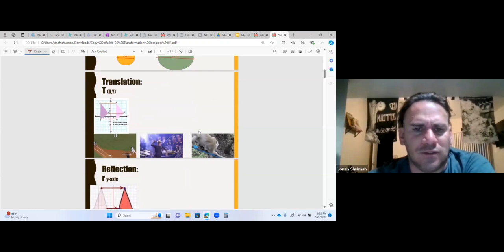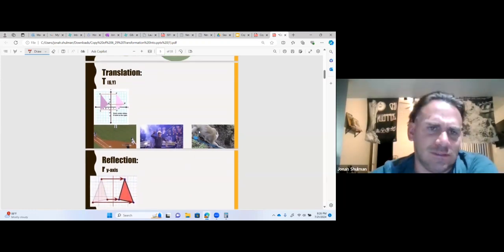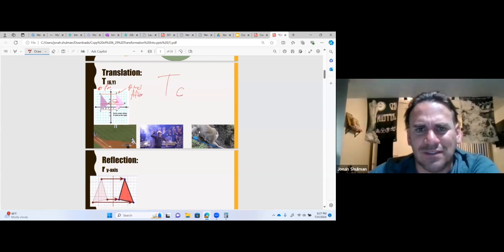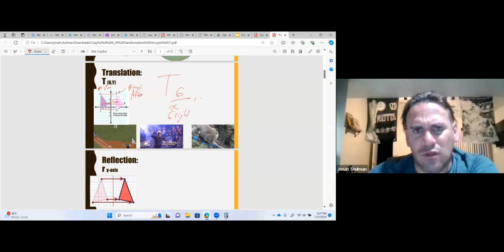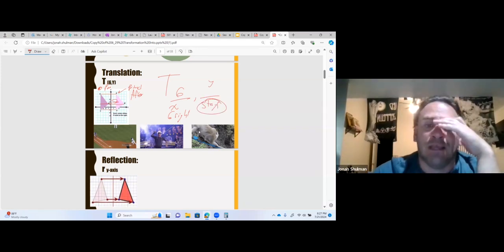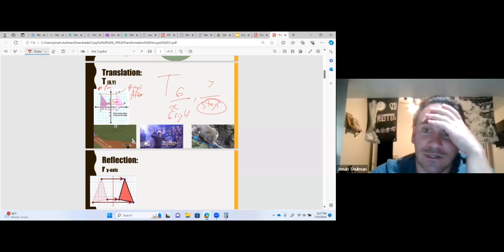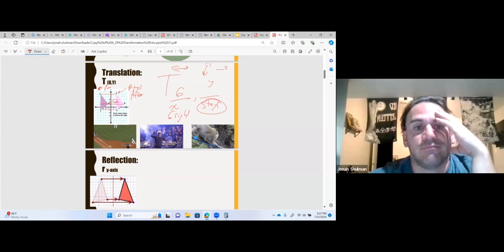All right, so this is a translation. Notice this is the first image, the pre-image. And these have primes, so you know they're the after, okay? Now, this T stands for translation. The 6 means x. It means 6 right. If it was a minus, it'd be 6 left. The y just means it stays. If it was -2 here, it'd go down. So the x always goes left and right, and this one always goes up and down.